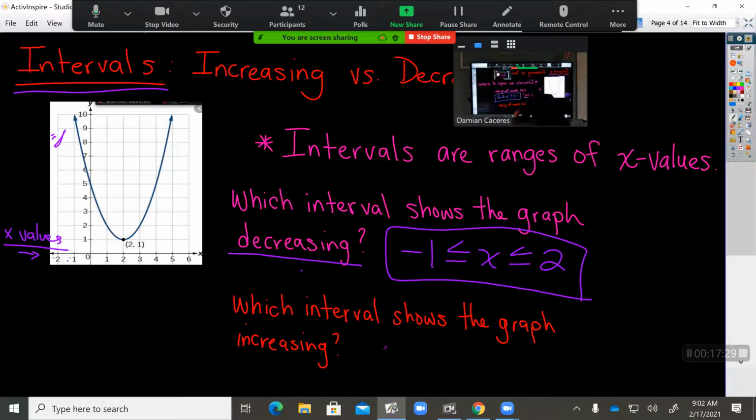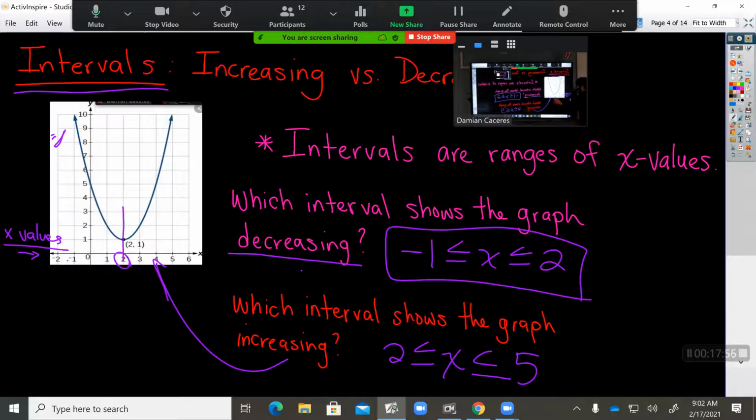Now, what's happening between +2 and +5? Let's see. +2, +5. Is that going up from left to right or down? Up. It's going up from left to right. So that would be increasing. So here I'm going to mark it now. Between 2 and -1, this piece of line is going down. That's why we call it decreasing.